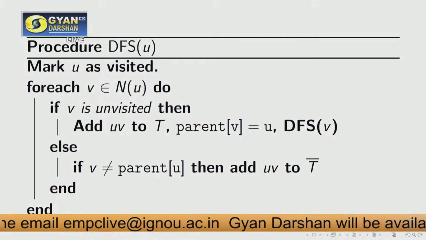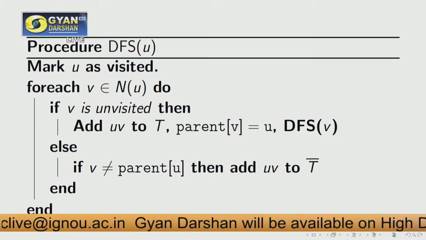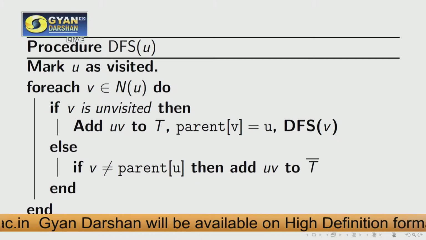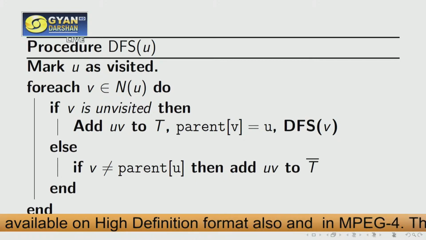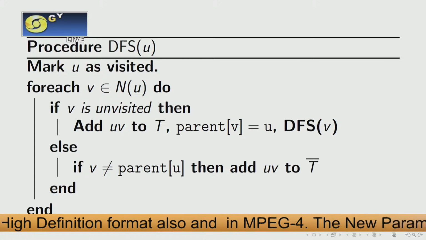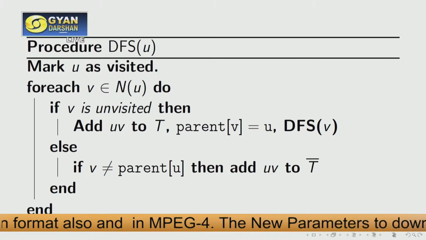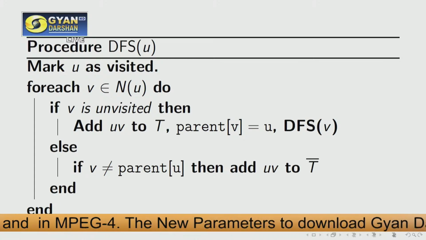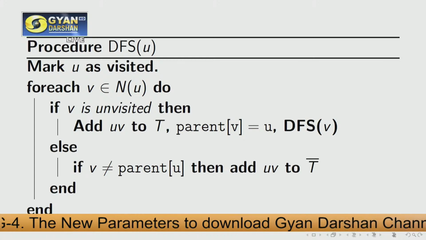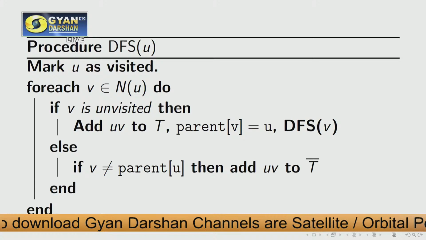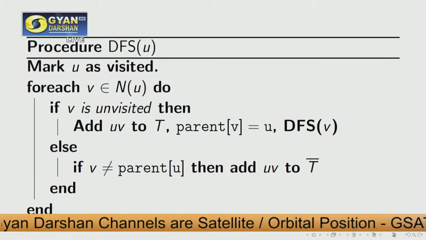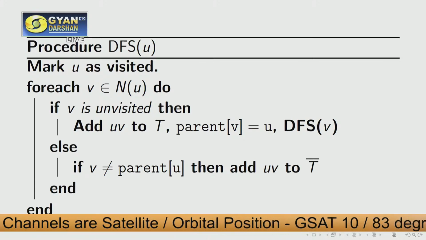So if V is unvisited, that means we need to visit it, right? In that case, we shall add the edge UV to T, because we are using that edge for traversing from U to V, and we just mark U as the parent of V, right? Because we are moving from U to V, so U is the parent of V, and then we call DFS again now from the vertex V. Now this is the first case.